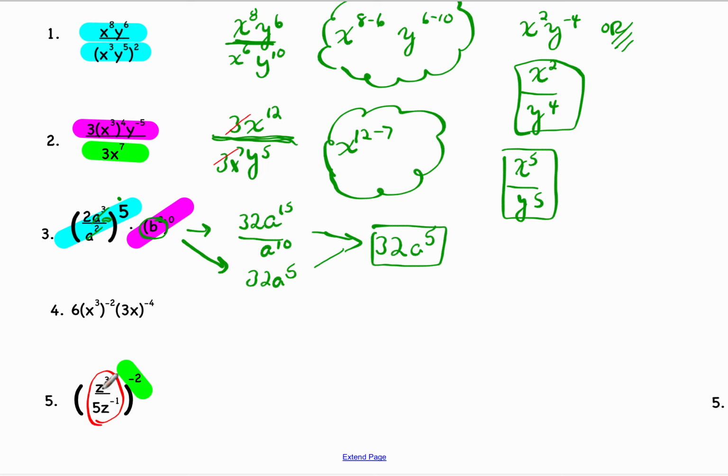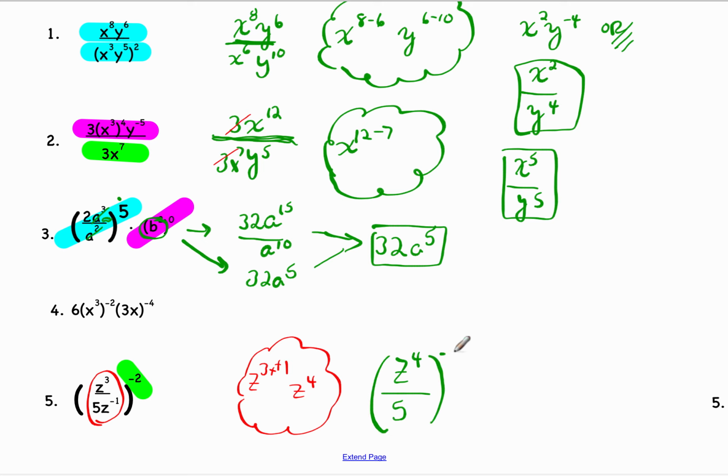And what I see here, I see z cubed divided by z to the first. So my brain should go, well, z cubed minus a negative 1 makes that z to the 4th. So what I have here is a z to the 4th over a 5. But all of that still has to get raised to the negative 2 power. I'm going to do each one individually. I'm going to take z to the 4th and raise it to the negative 2 power. A power to a power means multiply, so I get z to the negative 8th.